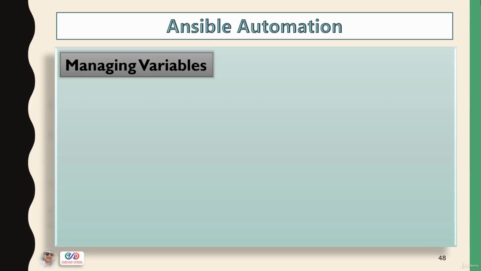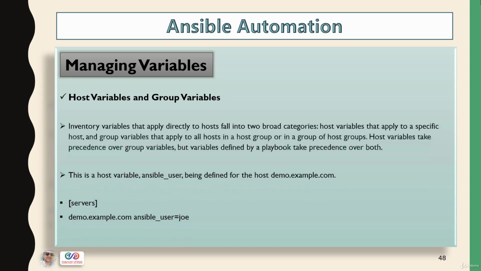In this lecture, I am going to discuss host variables and group variables. These variables can be defined in a file called the host inventory file, which is available inside /etc/ansible. Inside this location we have a file, the hosts file, also known as the host inventory file. In that file we can define host variables and group variables. So let's understand what host and group variables are and how we can define them.